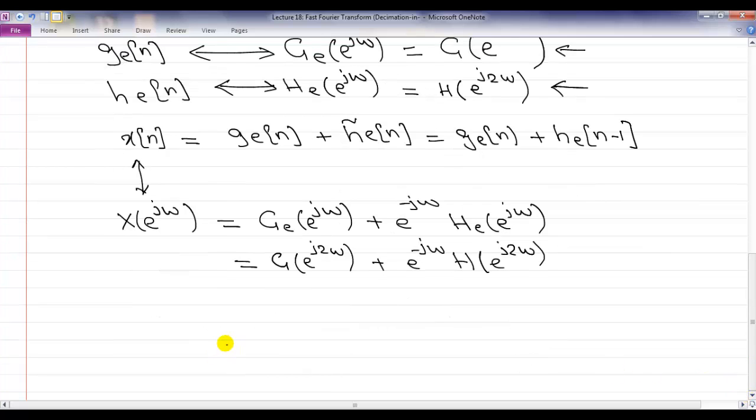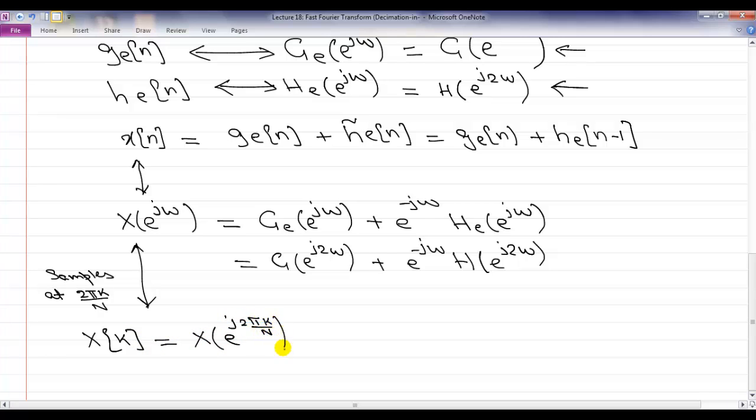Now we are interested in computing the DFT of x. So what is the relationship between DFT and DTFT? It's just samples of the DTFT. So I am interested in computing now samples at 2 pi k over n. Okay. So I get my DFT X k, which is simply equal to X of e to the j 2 pi k over n. Well, I'll just plug in that. So that is equal to G of e to the j 2 pi k over n times 2 plus e to the minus j 2 pi k over n times H of e to the j 2 pi k over n times 2.